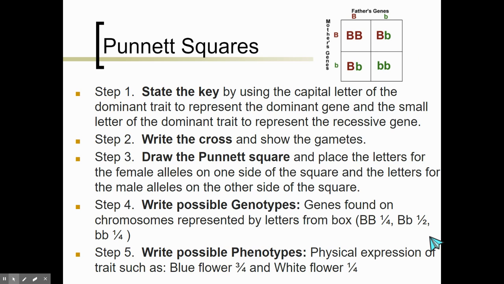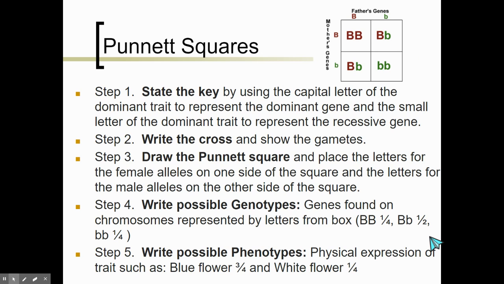So how you would do this is you'd state a key by using capital letters of the dominant trait to represent the dominant gene and the small letter of the dominant trait to represent the recessive gene. So like you could do the eyes thing where it's big B for brown eyes, little b for blue eyes. So you'd write the cross and show the gametes.